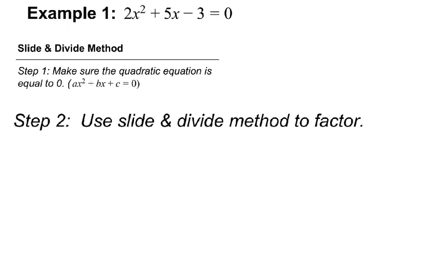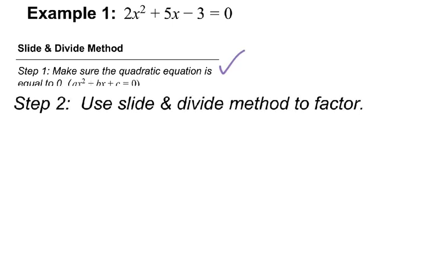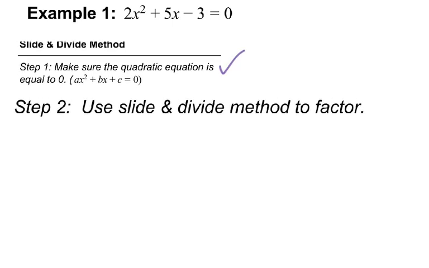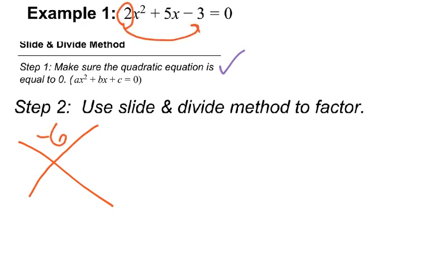So here's the second method, the slide and divide method. We already made sure that the quadratic equation is equal to 0. So I'm just going to show you how to factor with that one really quick here. What we do for slide and divide is we still start with our diamond, okay? And again, we take that 2 and times it by -3. We get -6, 5. We already found in the last problem it's going to be 6 and -1.